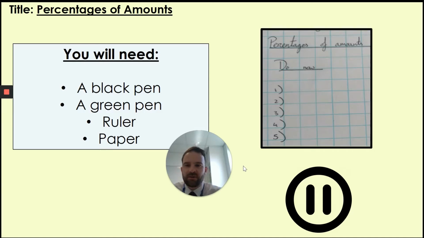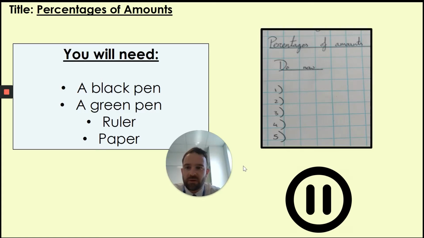Welcome to our second lesson on the topic of fractions, decimals and percentages. Today we're going to be looking at percentages of amounts, and this is a level 1 lesson. So if you felt like the level 1 lesson was a bit too easy last time, you might want to try the level 2 lesson. If not, we'll carry on from here.